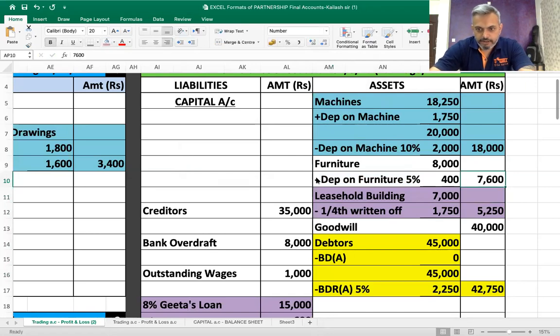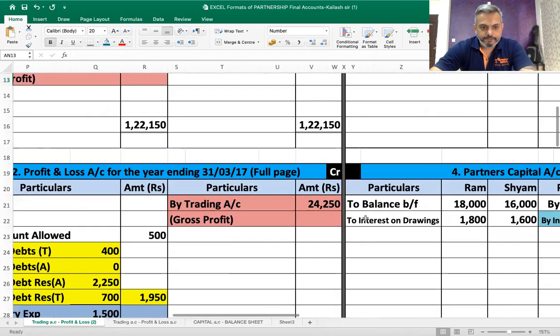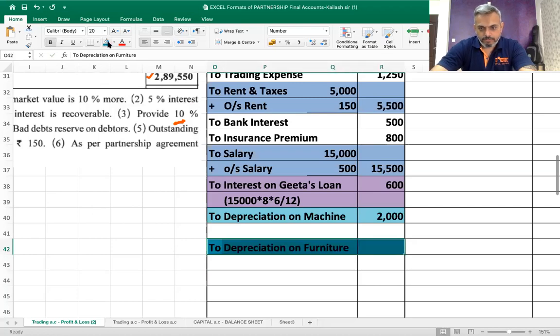7,600. Very good. Now see, this is what happens if we have forgotten anything. Then we would come to know at the end and then it will be too late. So please be careful. Okay, we give the second effect. To depreciation on furniture 400.